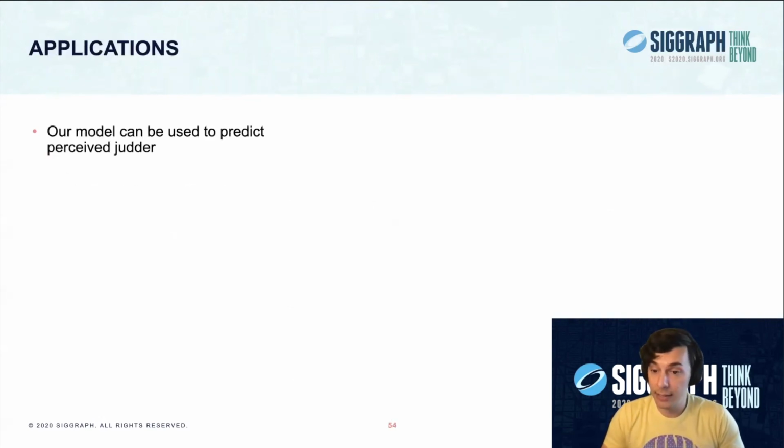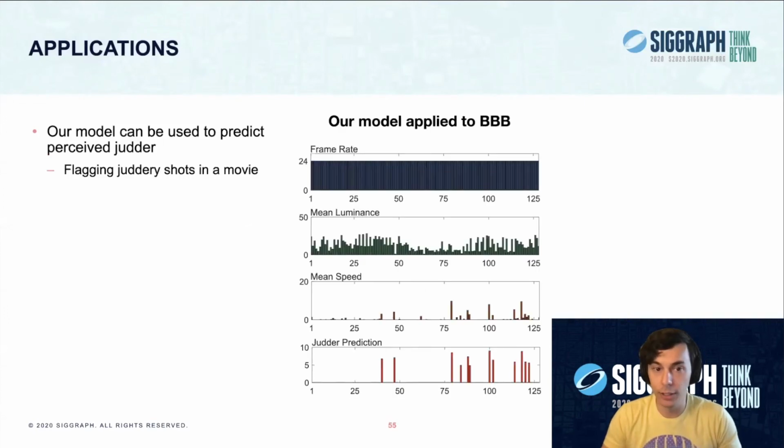So let's take a minute to talk about applications here at the end. Our model can be used to predict perceived judder. For example, here's a simple application. We can simply flag juddery shots in movies. What we did here was we broke down the Big Buck Bunny short into shots. And for each shot, we've calculated the frame rate, which in this case is constant, the mean luminance and the mean speed. And we've applied our model to it.